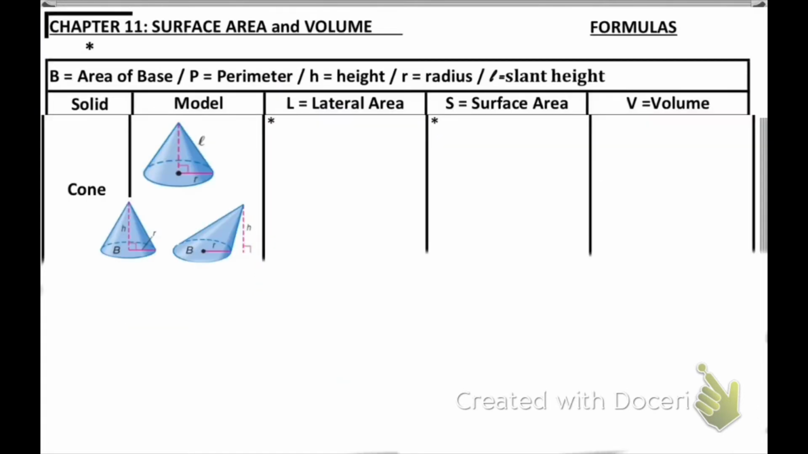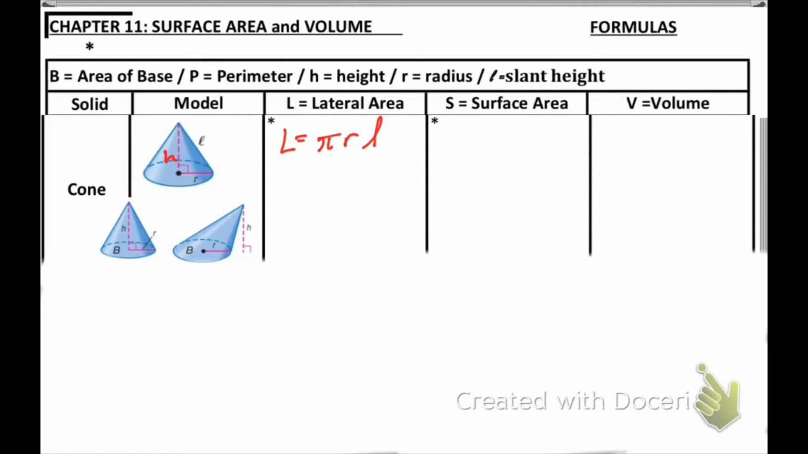Let's go and look at a cone. How do I calculate the lateral area of my cone? Let's start with that. This is h, the height of my cone. The lateral area L is going to be equal to pi times the radius times L, the slant height. So pi times radius times the slant height.